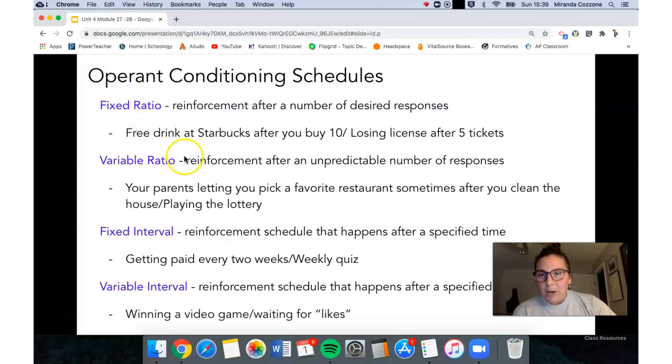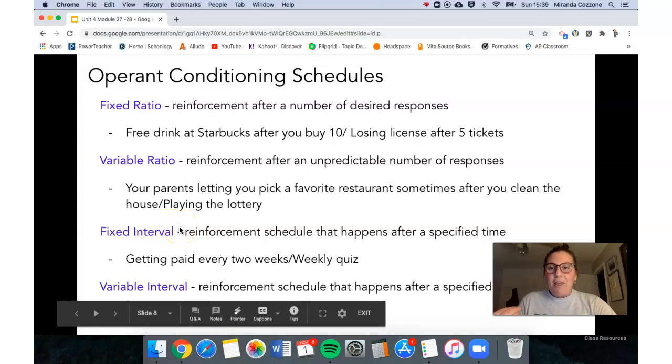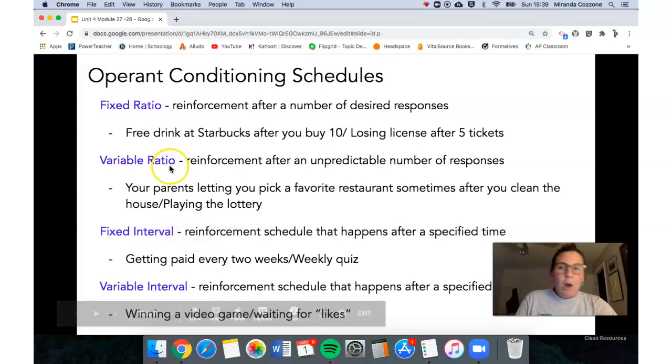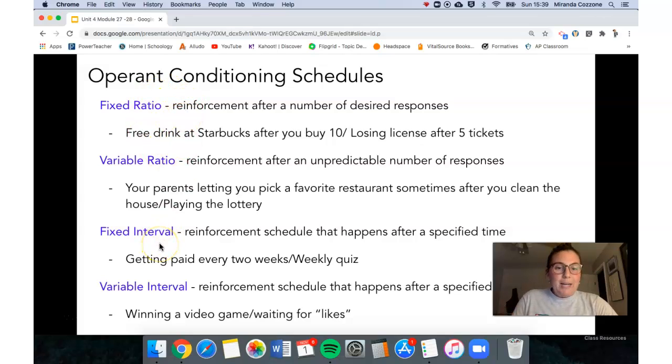So there's ratio conditioning having to do with a number of times something happens, and then there is an interval schedule, meaning that every so often, based on time rather than number, you would be conditioned. So in a fixed interval system, reinforcement happens after a specified time. So if you show up to work every day, every 2 weeks you get a paycheck. Or a fixed interval would be anticipating that you have a quiz every week, and you're going to get feedback on that based on how you do.